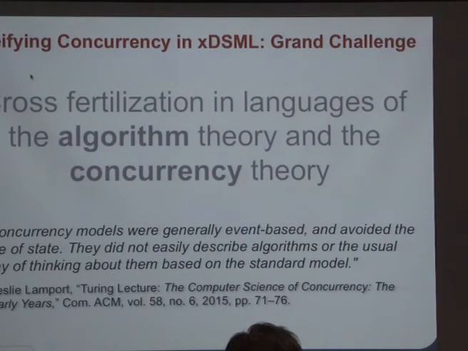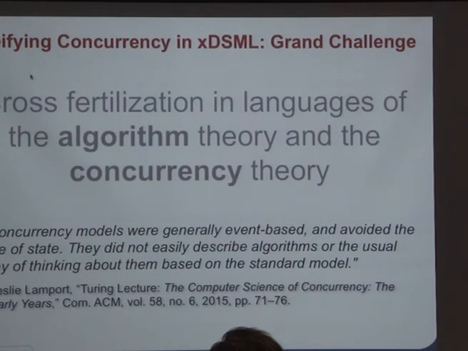So the main challenge was to try to cross-fertilize algorithm theory, which is used in our meta-languages for implementing the behavioral semantics, and concurrency theory. The main difficulty is that algorithm theory is mainly dedicated to manipulating a state, while concurrency theories are mainly dedicated to expressing concurrency constraints between, most of the time, event-based structures, without anything about dealing with the state. This is what Leslie Lamport stated in his Turing lecture this year, mentioning that manipulating a state in concurrency theory is something very difficult.